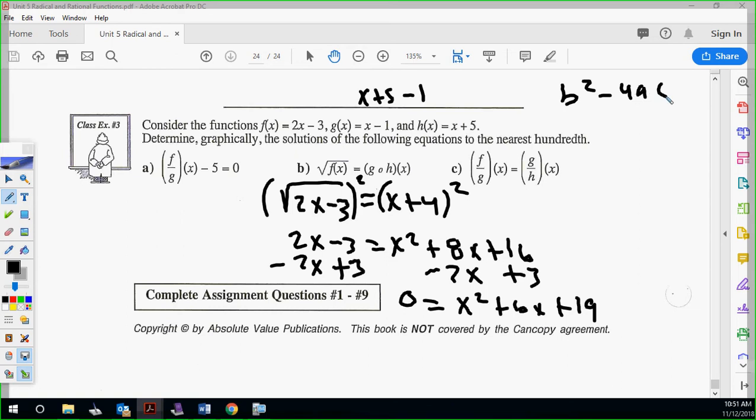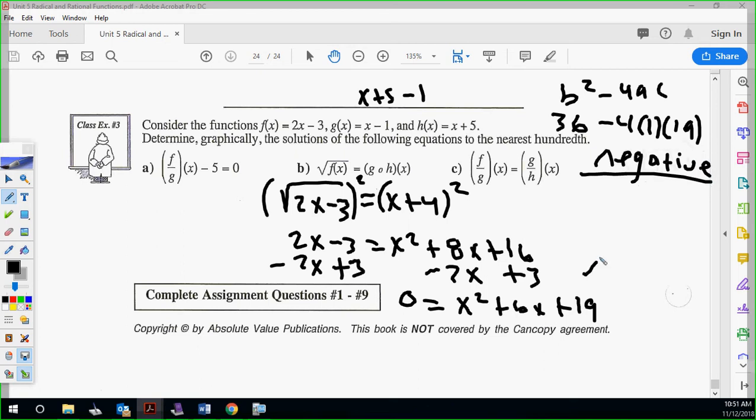So it would be 36, 6 squared, minus, automatically, I know there's going to be no solutions. Check it out. 4 times 19 is bigger than 36. So I'm going to get a negative number. I'm not even going to calculate it. I just know it's going to be negative. When you get a negative discriminant, that means no solution.